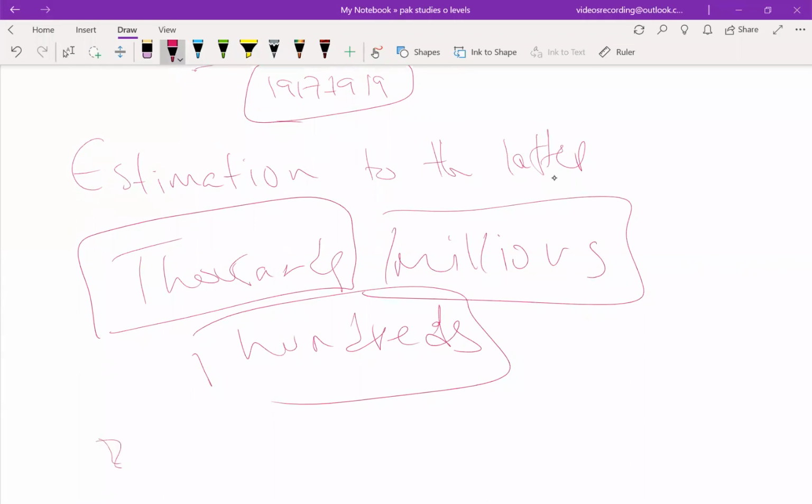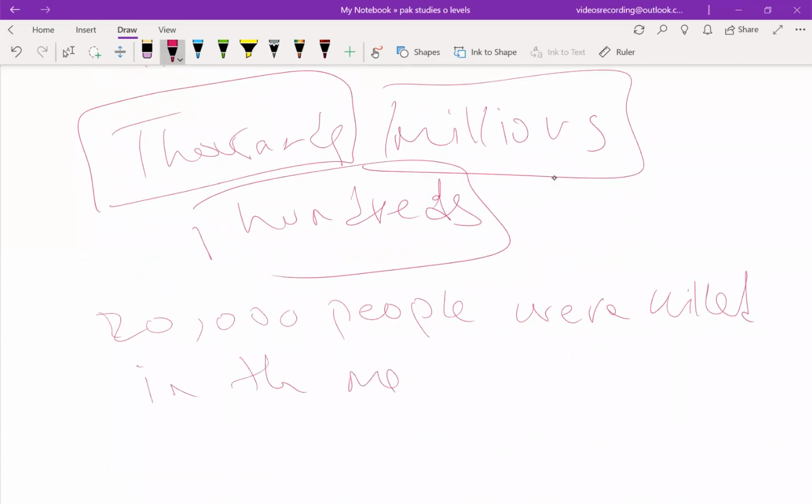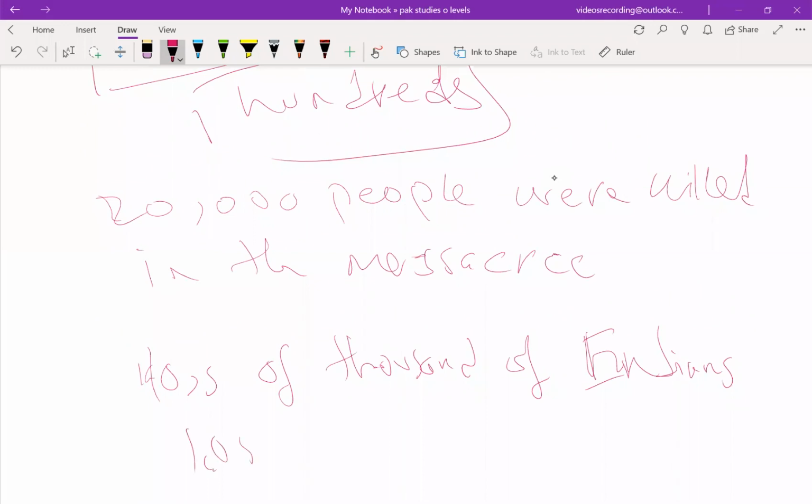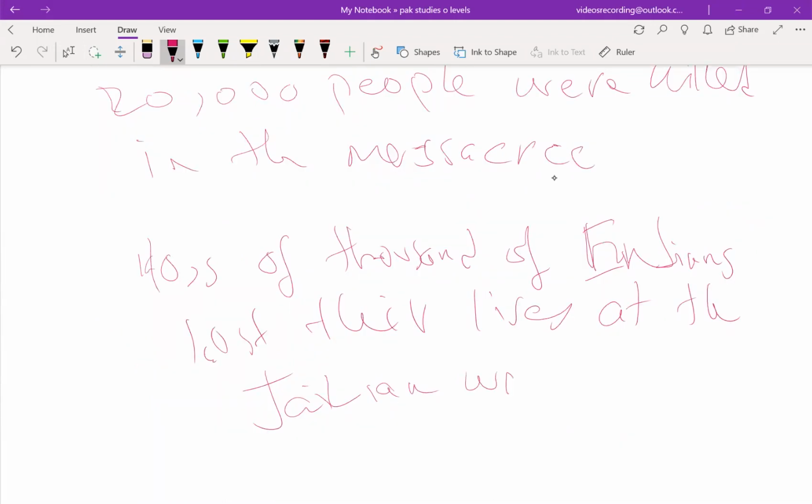So let's say that if you're saying that 20,000 people were killed in the massacre, another way to write would be tens of thousands of Indians lost their lives at the Jallianwala Bagh incident. So this is something that you can do.